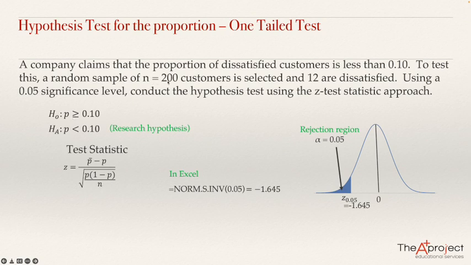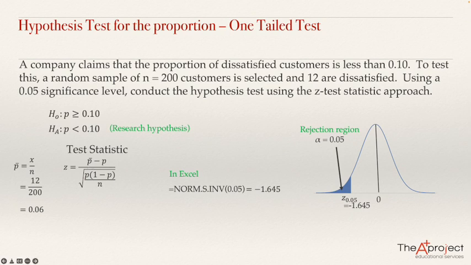n was 200 customers. The value of the sample proportion will be x, the number of successes in the population, in this case successes in quotation marks, because here it will be the number of dissatisfied customers. So there are 12 dissatisfied customers divided by n, that is 200. So 12 divided by 200 is 0.06. This value of the sample proportion will be the one that we are going to be using here.